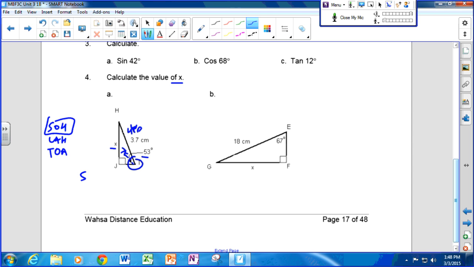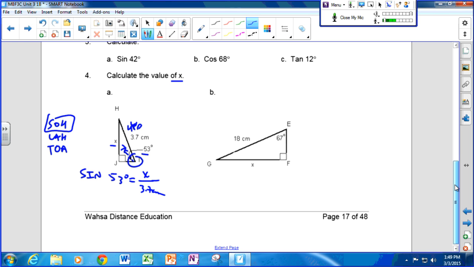So the sine of 53 degrees equals x over 3.7 centimeters. And now you're on your way, right? You could pretty well hand your calculator to your little sister, and then she could work that one out for you, your little brother, right? That was the hard part, was coming up with that equation. Okay, you're going to get marks for that part.